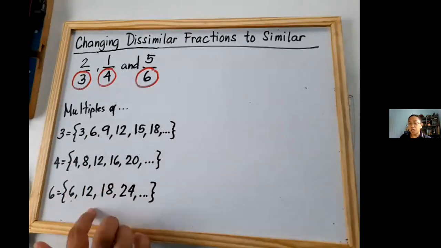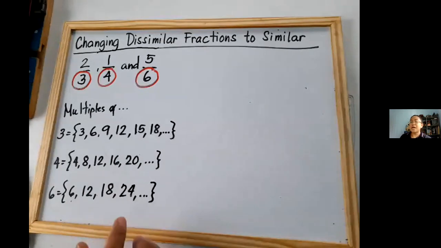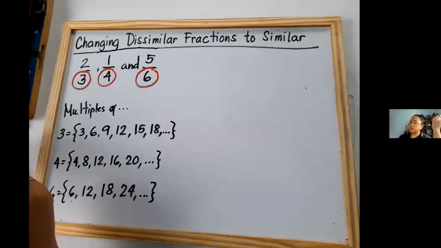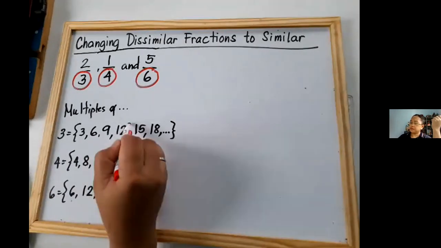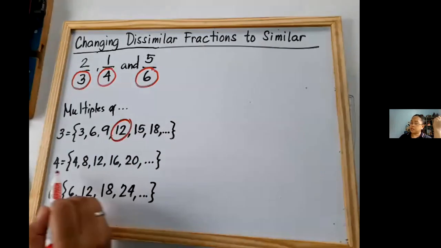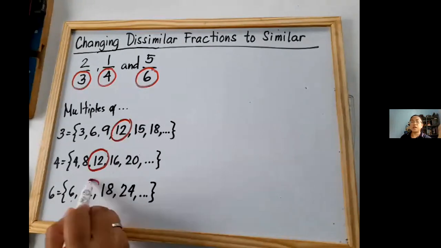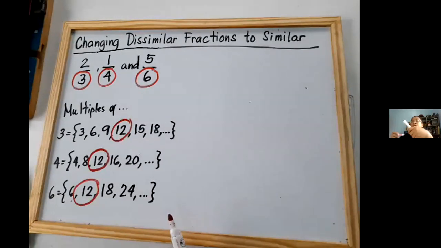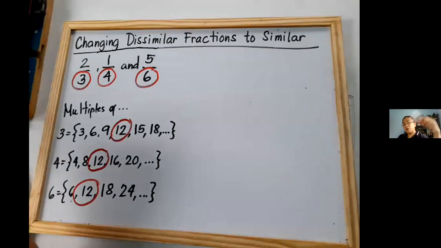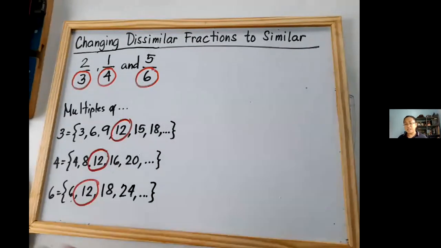So, anong number yung meron kay 3, meron kay 4, at meron kay 6? O, tignan ninyo yung listahan. Okay? So, si 3, merong 12. Yung 4, meron ding 12. Si 6, meron ding 12. So, ibig sabihin, ang inyong magiging LCM or yung gagamitin ninyo as LCD ay 12. Okay? So, yung 12 ang ating gagamitin.